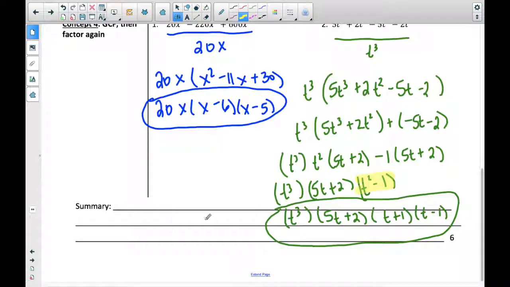Please write something down in the summary down here to remind yourself how to do this. Not just that today we learned about factoring, but something about how you do the factoring or things you need to remember about factoring or what have you. So write some stuff down in the summary and we'll do some examples in class.